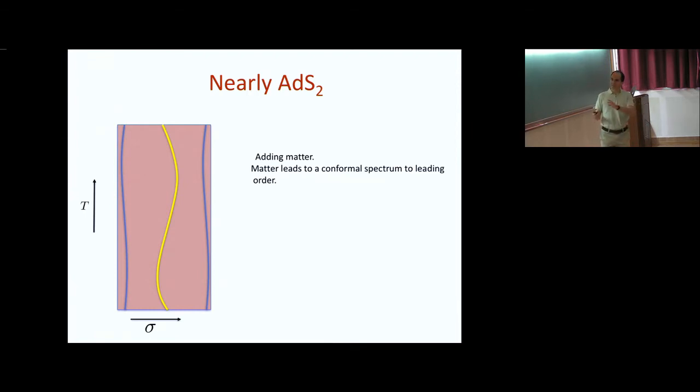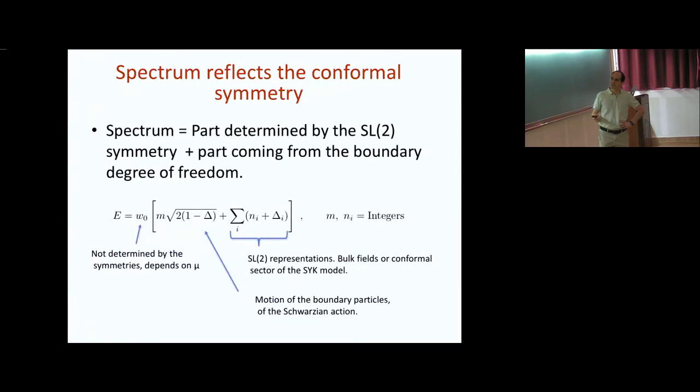So it's interesting that the spectrum of this coupled model is determined by conformal symmetry. So conformal symmetry implies a concrete prediction for the spectrum. This is the same as I was just saying, but with formulas. So this piece is the conformal spectrum.